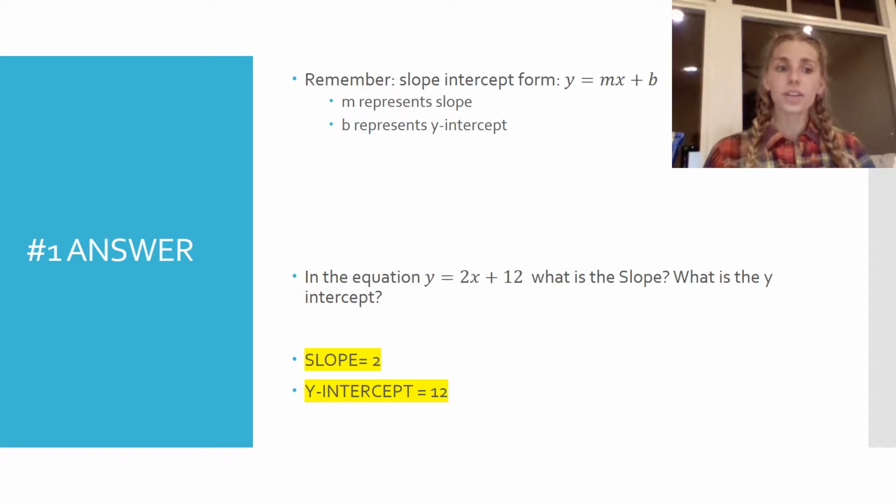All right, the answer is the slope is 2, and the y-intercept is 12. Why? Because the slope is in the same position that m is in, and the 12 is the integer being added. So slope is 2, y-intercept is 12.